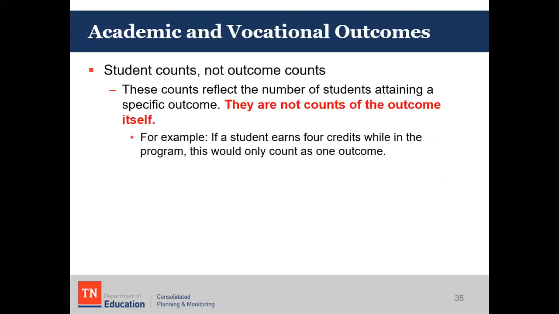And student counts, not outcome counts. These counts reflect the number of students attaining a specific outcome. They are not counts of the outcome itself. So for example, if a student earns 4 credits while in the program, this would only count as one outcome under earning high school credits. In the same vein, if they received 2 job offers for employment, that would just count as one outcome in obtaining employment.